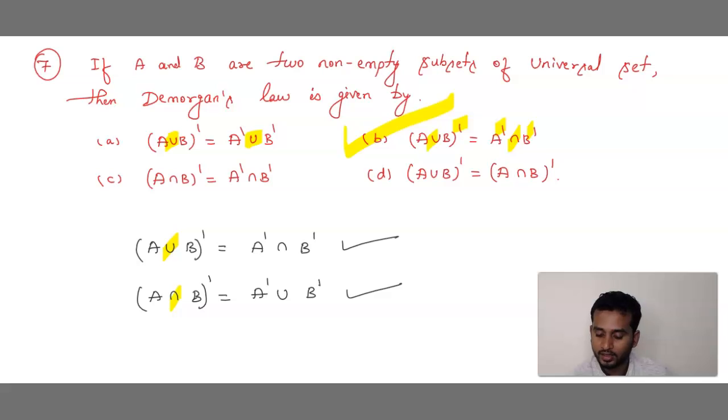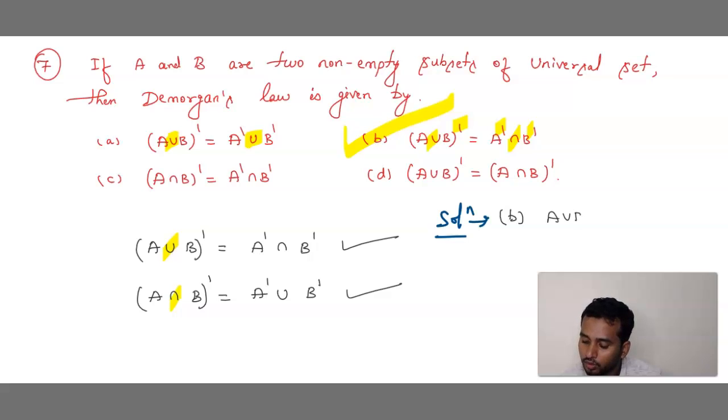So now we can say that, what is the solution? What is the correct answer? You should write, this is choose the correct answer. Then you should write the answer like this. Answer is option B. A union B whole transpose equals A transpose intersection B transpose. This is the correct answer.